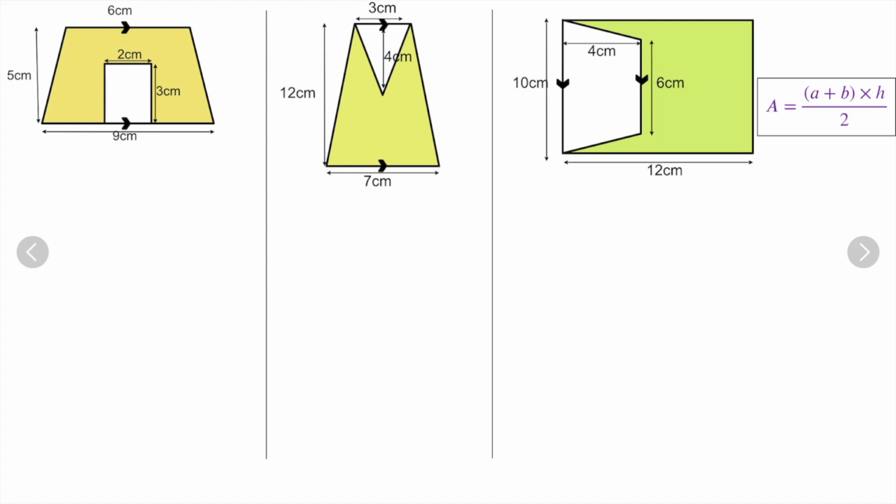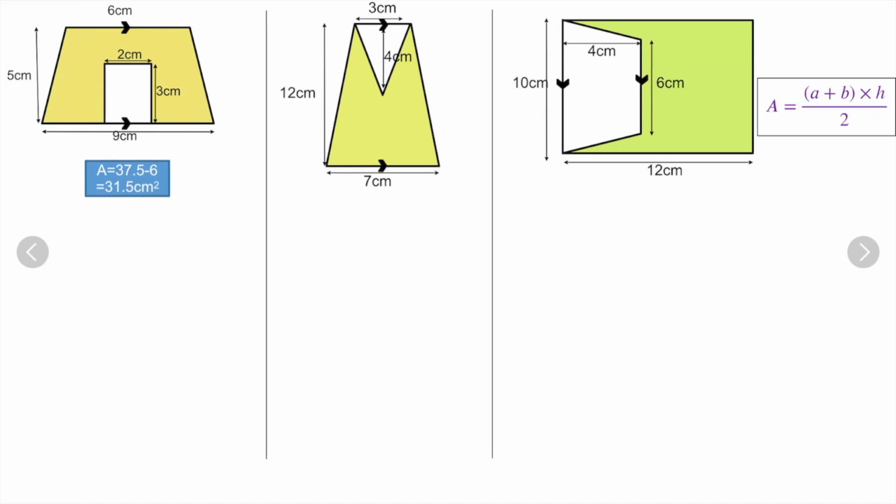These questions want you to work out the area of the coloured section. For the first question, you needed to work out the area of the trapezium and subtract the area of the rectangle. You should have got 37.5 for the trapezium, 6 centimetres squared for the rectangle, subtract them, 31.5 centimetres squared.